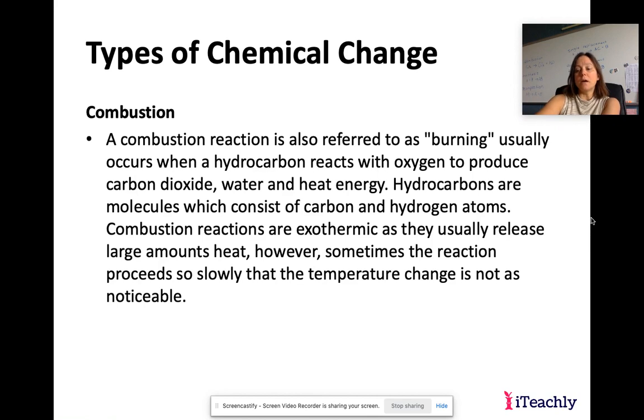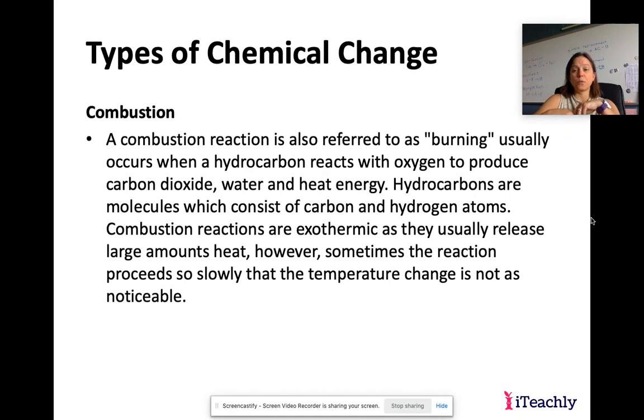So the next type of chemical reaction is combustion. This is usually when you hear the word burning. This is associated with combustion. And so we're taking hydrocarbons, which is what it says. It has hydrogen and has carbon in it. And what are we doing? We're making carbon dioxide and water, and oftentimes heat.